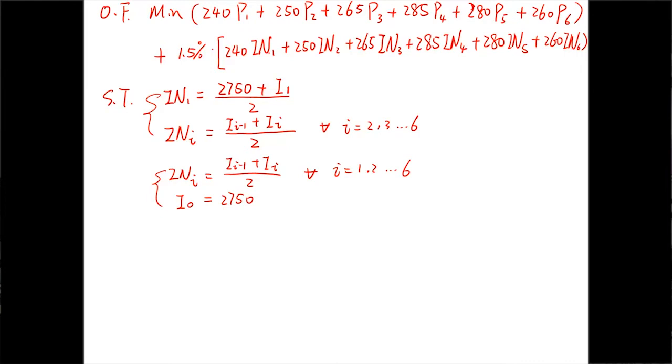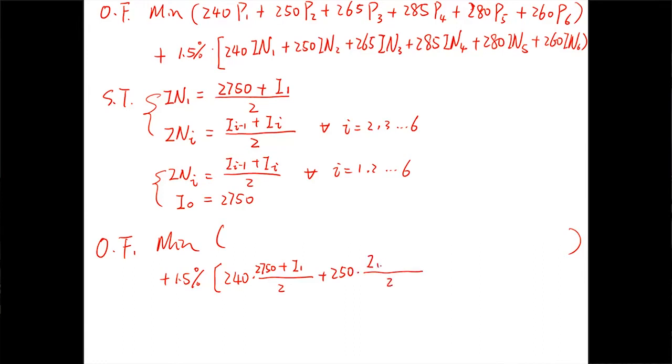Or the other way to write this entire thing would be, of course, we'll have other constraints. The other way would be to minimize, the first parenthesis I'm not going to write, that's the production part, plus 1.5% times 240 times (2,750 plus I1) plus 250 times (I1 plus I2) plus 265 times (I2 plus I3) plus all the way to 260 times (I5 plus I6).